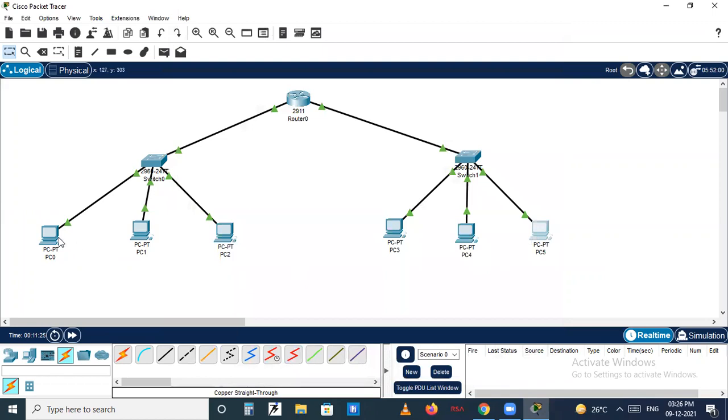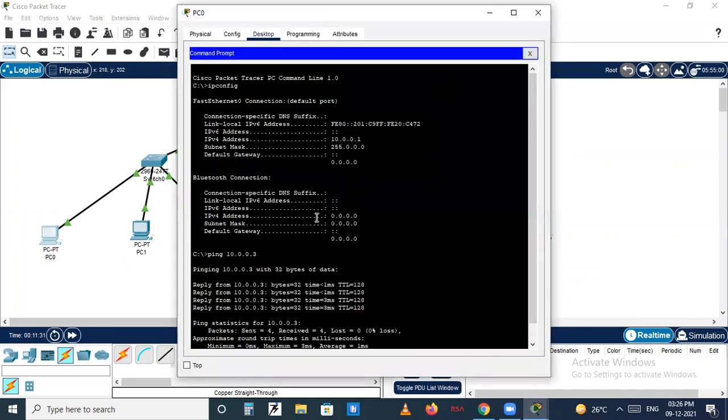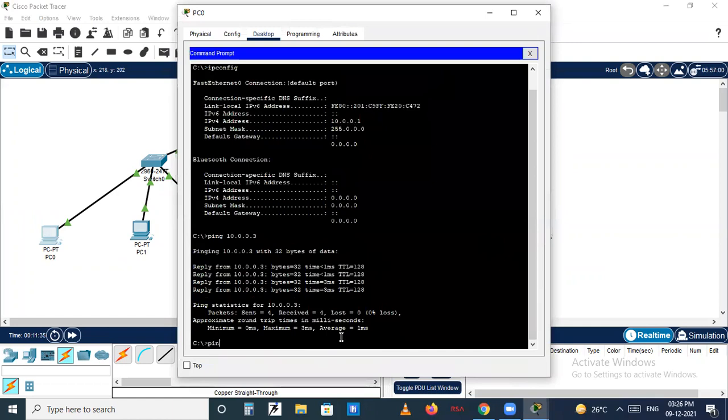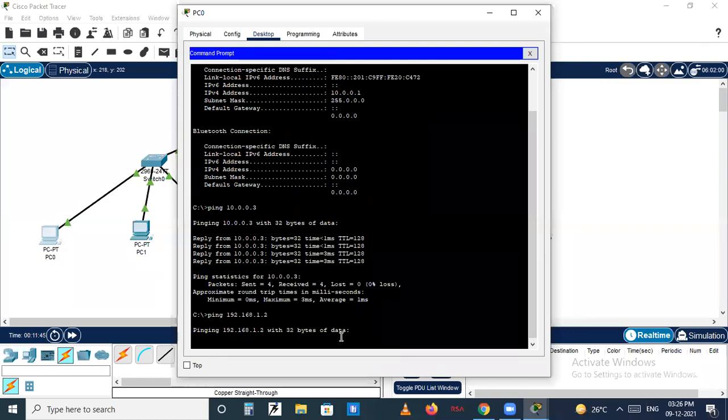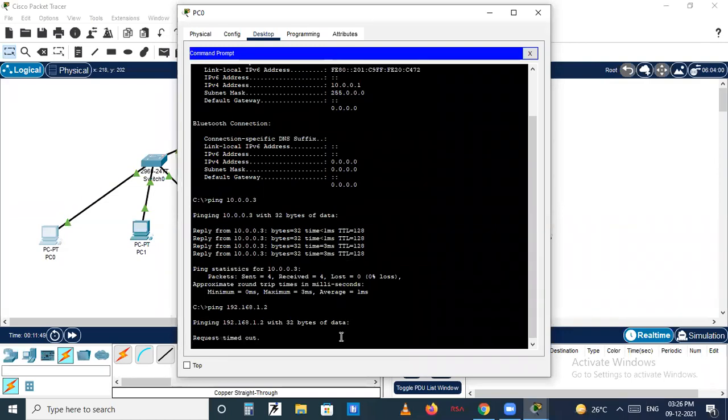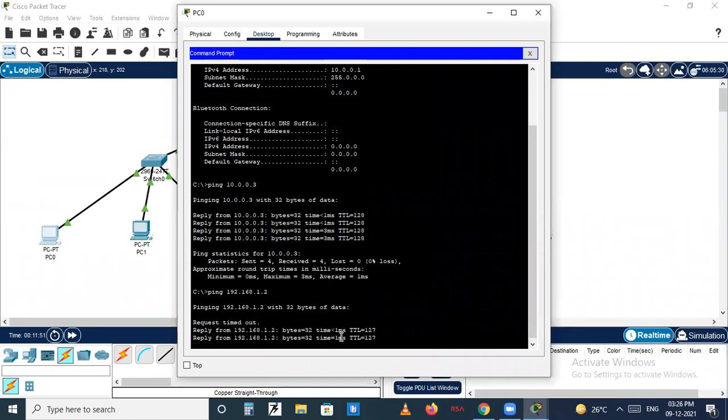So let me start pinging from this PC0 to PC4. So ping. What is the address of PC4? 192.168.1.2. Sir, in the router you did not set the IP. Just a minute.